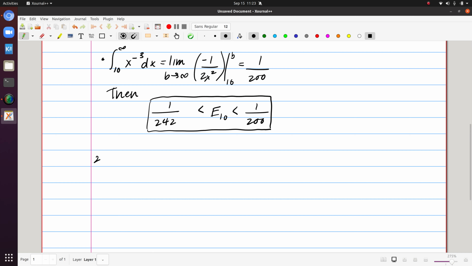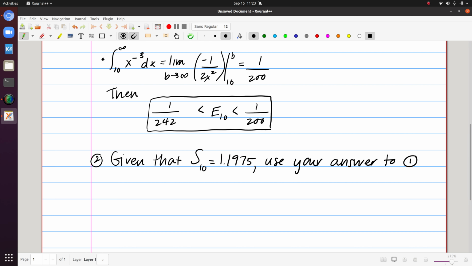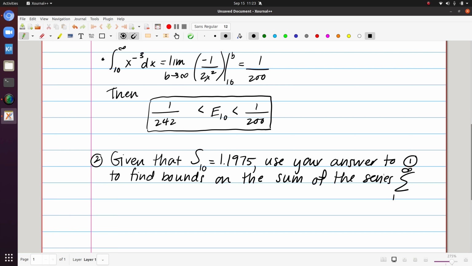Same series, but now we want to answer something else. Given that this 10th partial sum, in fact, is equal to 1.1975, let's use our answer to the question we just looked at to find bounds on the sum of the series. And when I talk about the sum, I mean the infinite sum.